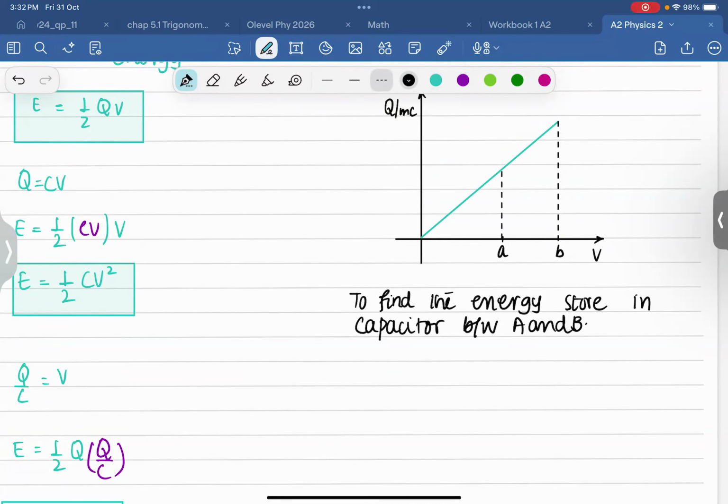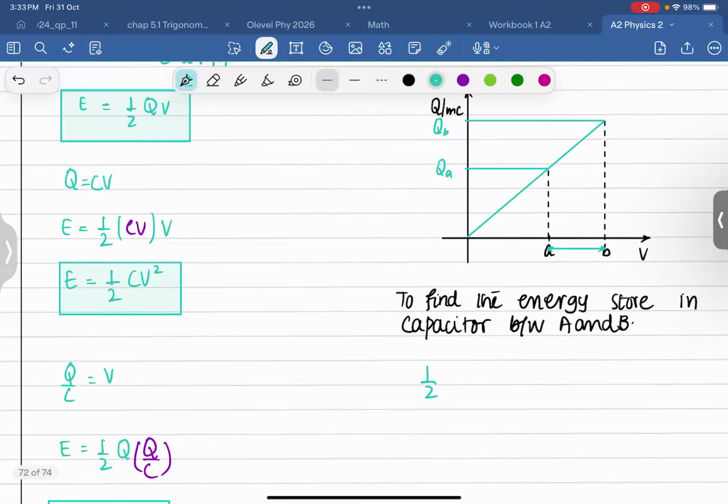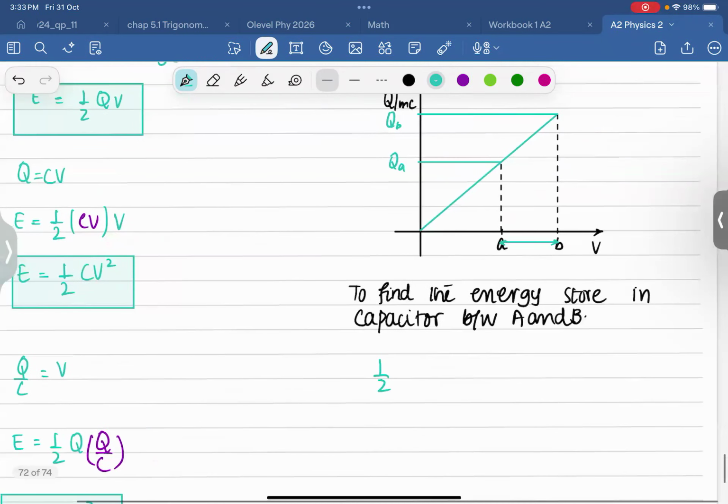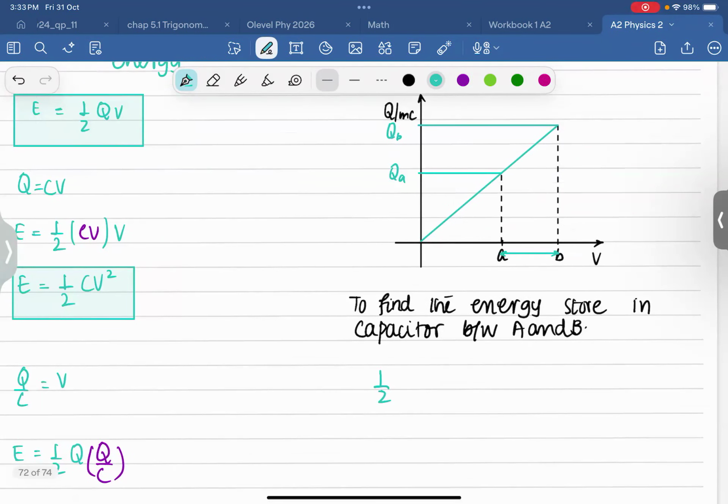So this is going to be the length, and these are going to be QA and QB. So you can apply 1 over 2 into, since the capacitance is constant, you can either use CV squared, or, okay, fine, let's just use the trapezium formula.